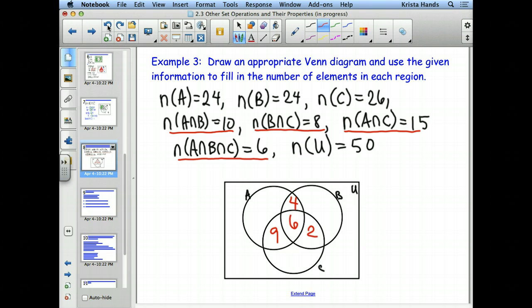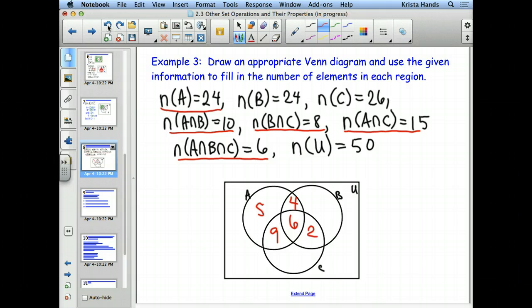Okay. All right, so you're going to go across the top the same way we did before. This is N of A is 24. Well, circle A has 4 pieces. Thankfully, we know 3 of them now, don't we? We know 9, 6, and 4, which add up to what? 19. So how many more do I need in the outer part of A? 5, because they're supposed to add up to 24.